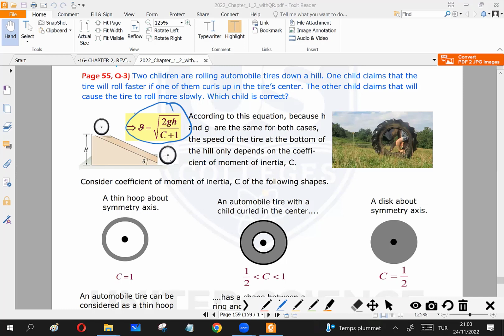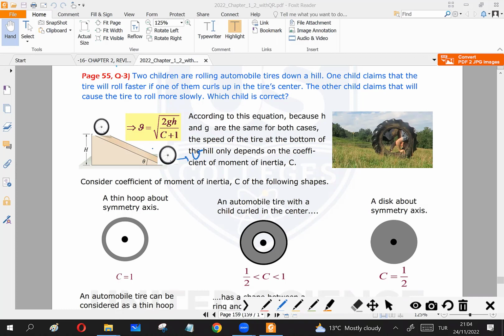And this equation tells you that the speed at the bottom depends on two factors, in fact. g is constant for both cases, and height is constant for both cases. You are going to roll the tires from the same height at the same place. For both cases, you curl inside or do not curl inside. g and h do not make a difference, but c makes a difference. So how can we approach this question?